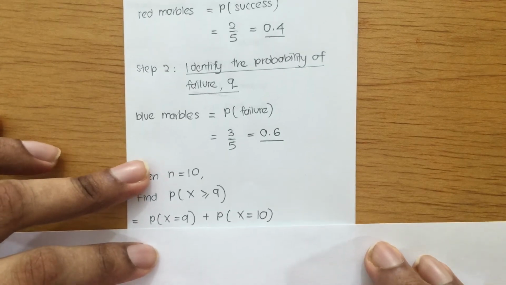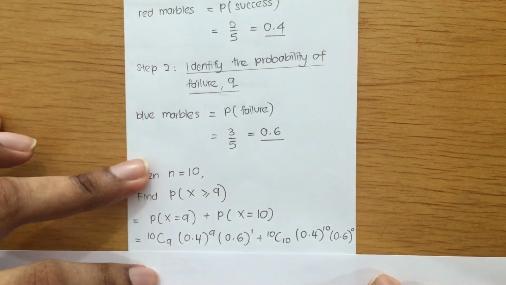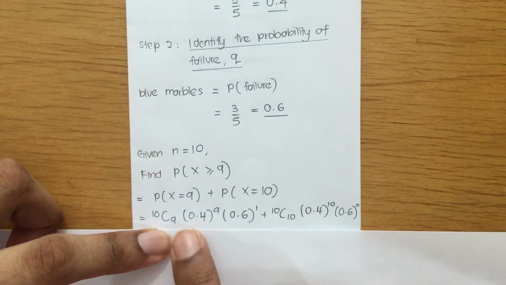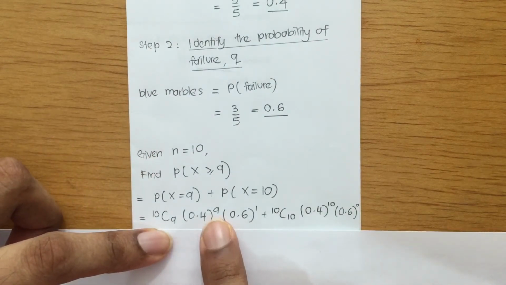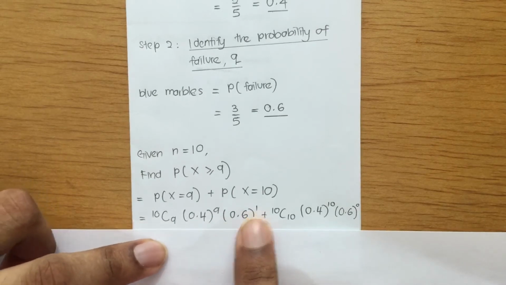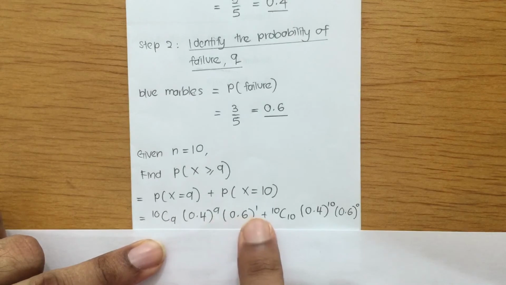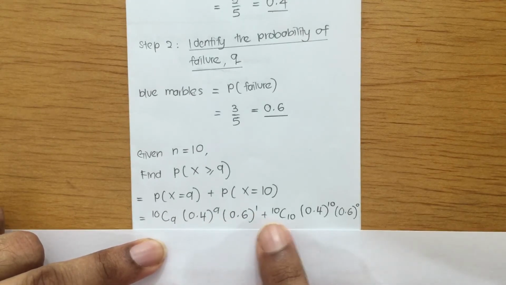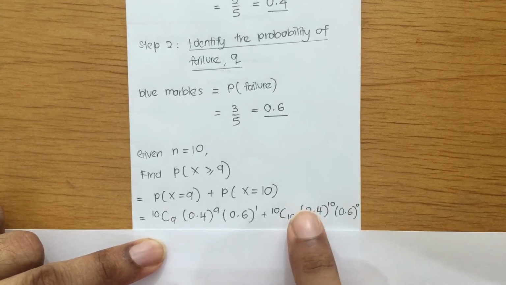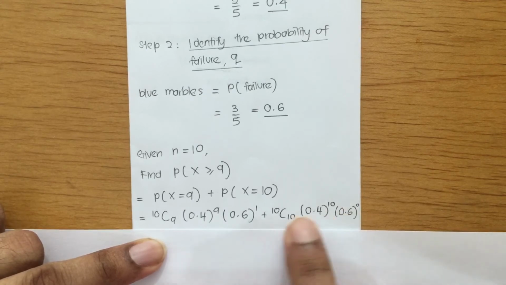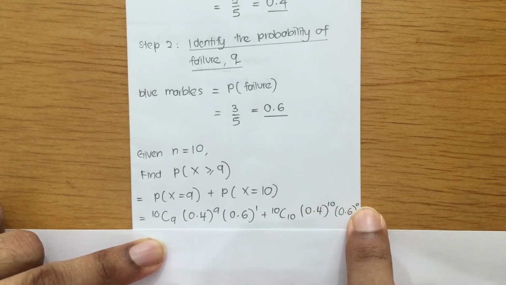Okay, proceed to do the calculation. So from here, 10C9 times 0.4 to the power of 9 times 0.6 to the power of 1. So how did I get this 1 here? The 10 minus 9, you get 1 here. Okay, and then you plus 10C10 times 0.4 to the power of 10 times 0.6 to the power of 0. So 10 minus 10, from here you get your power as 0.